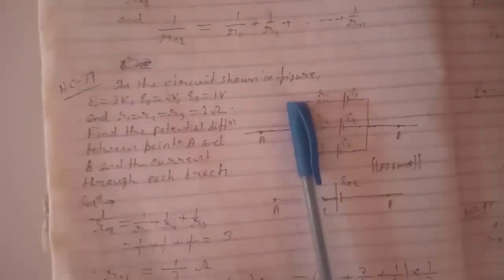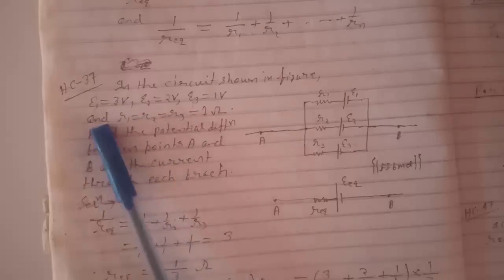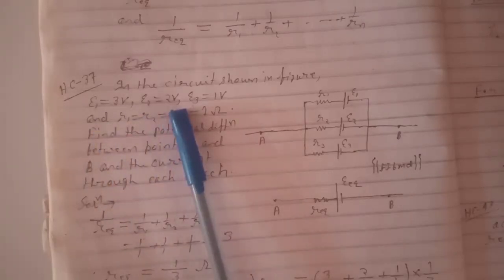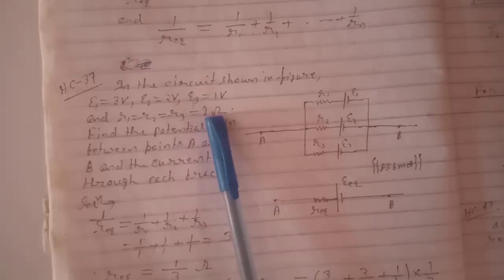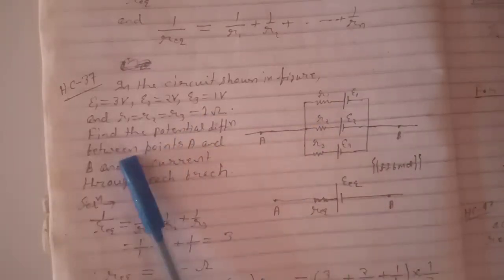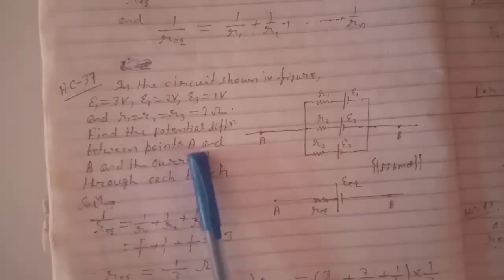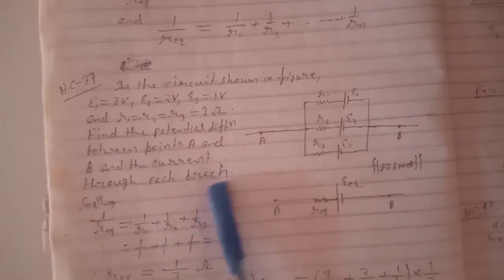In the circuit shown in the figure, E1 equal to 3 volt, E2 equal to 2 volt, and E3 equal to 1 volt, and R1, R2, R3 equal to 1 ohm each. It is the internal resistance given. Find the potential difference between points A and B and the current through each branch shown.